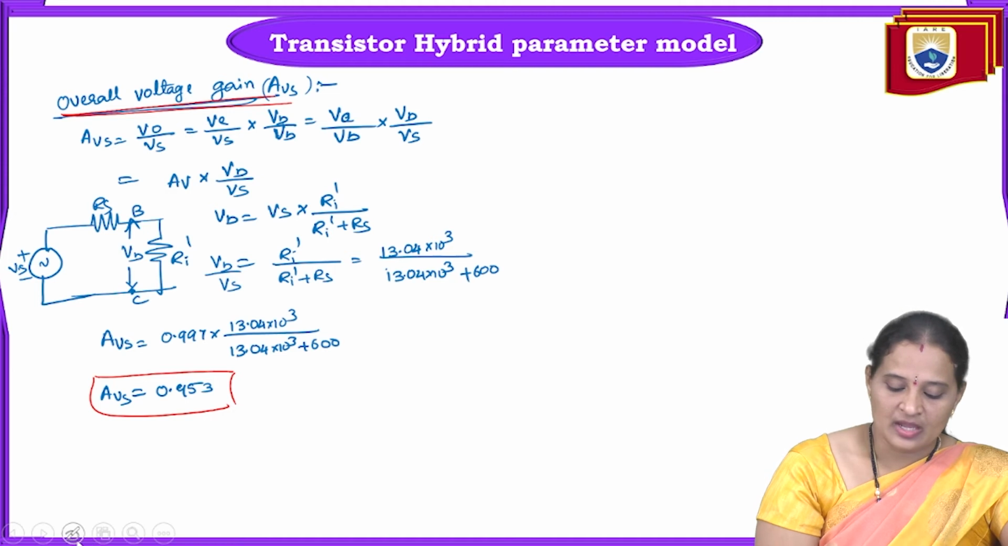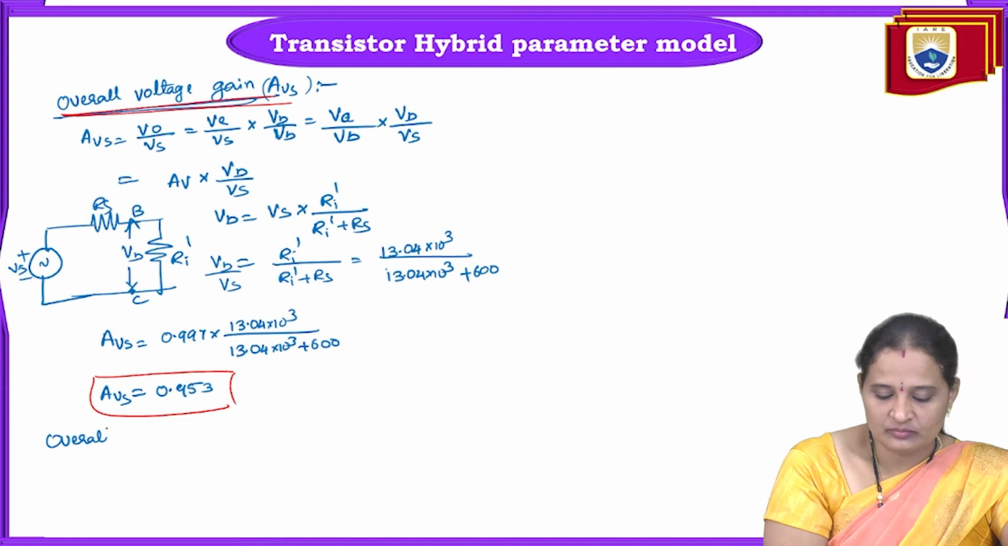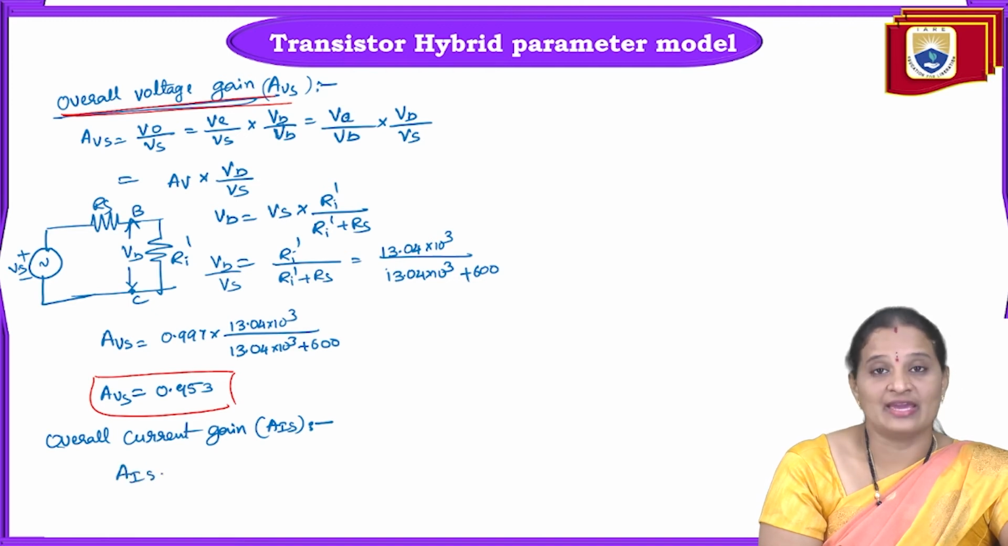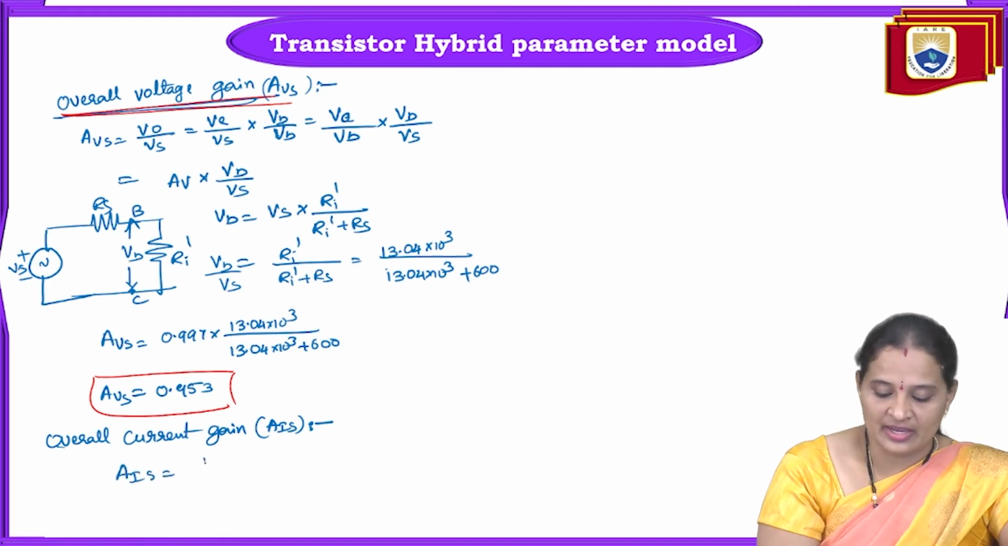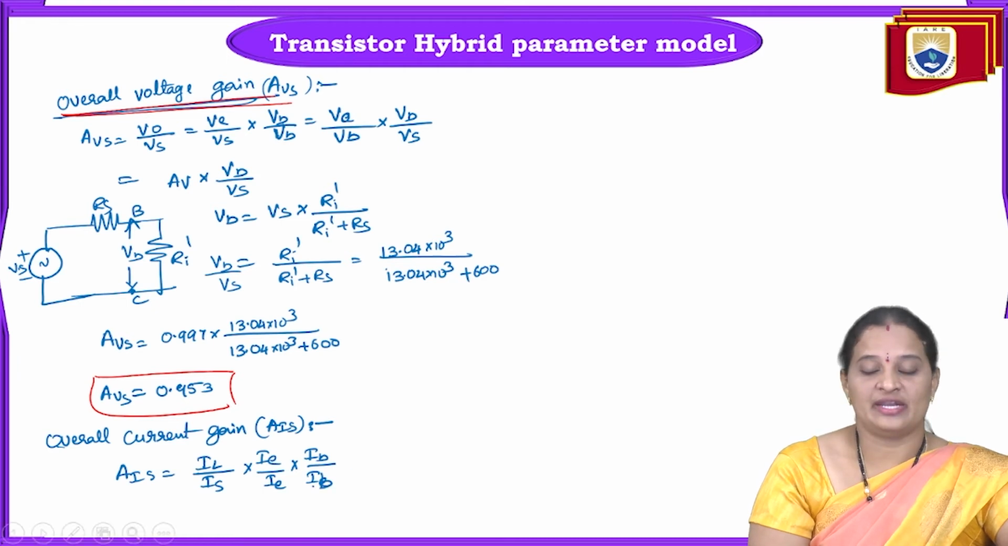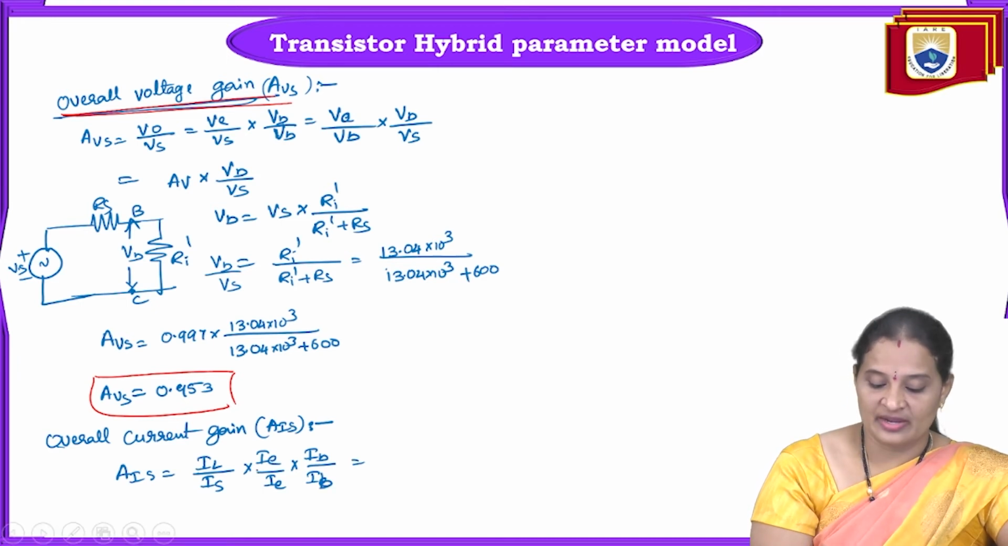I hope it is clear. So now let us consider the overall current gain, which is AIS. In order to calculate this one, first of all, AIS, that is the overall current gain, is IL divided by IS. So what I'm doing here is multiplying and dividing this by IE and also IB, input current and output current, and then I'm rearranging the terms.